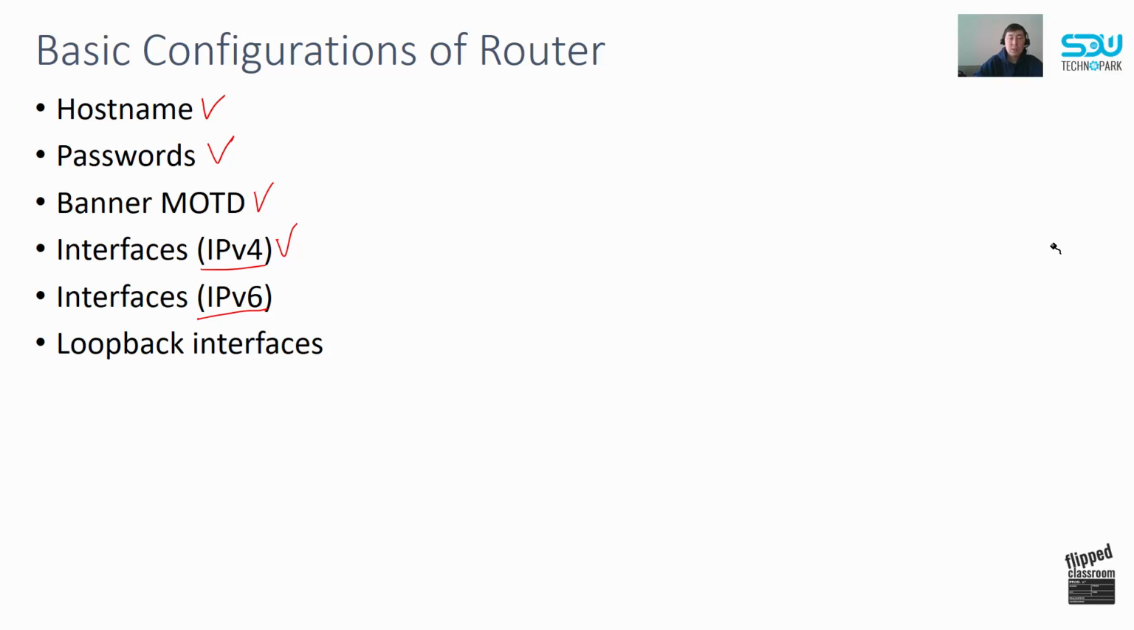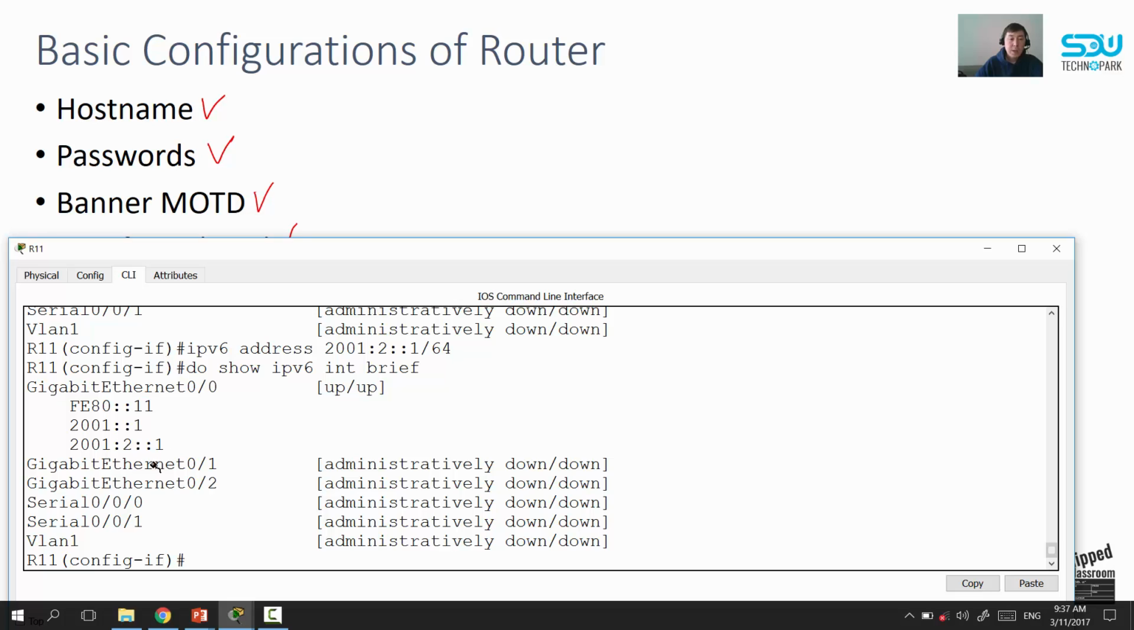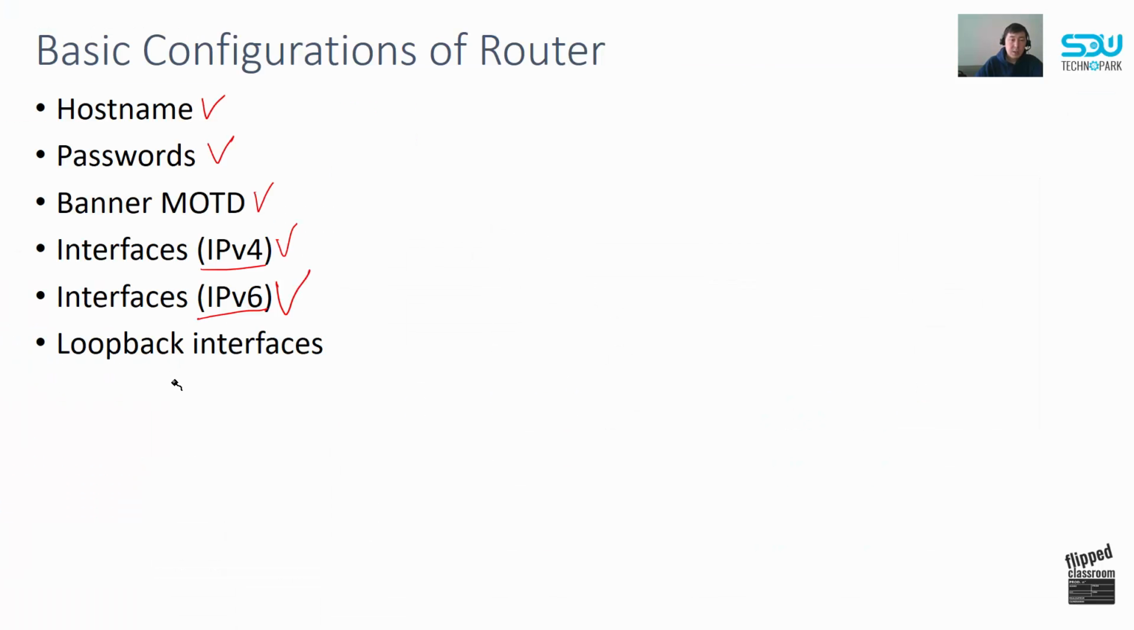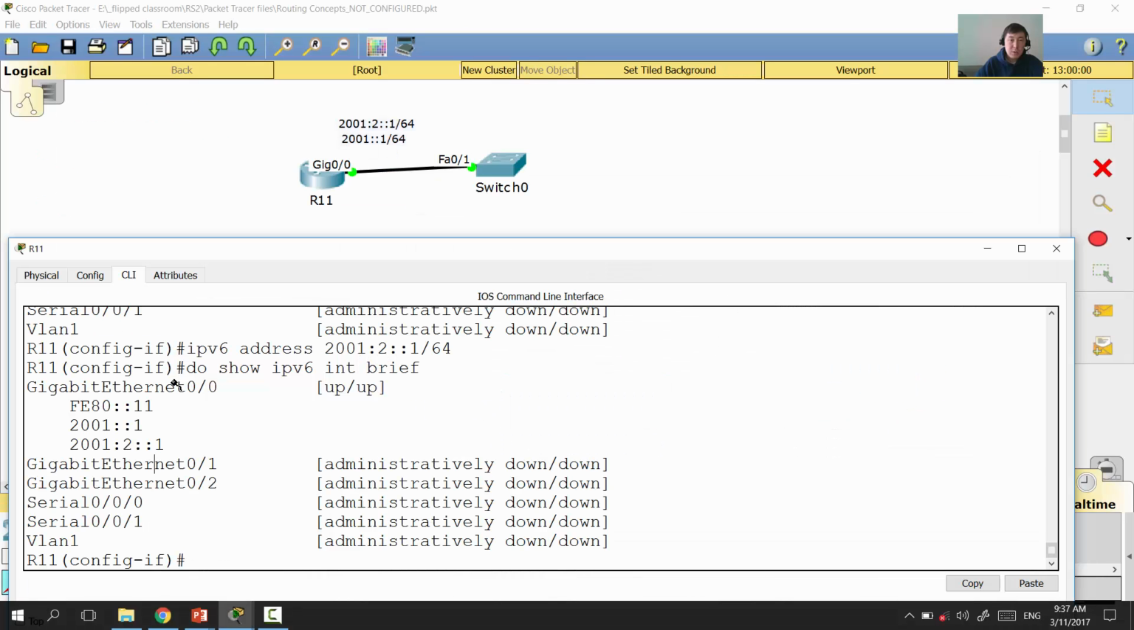And now let's take a look at how we can configure the loopback interfaces and why they are needed. Now it's time to configure the loopback interfaces. What is the loopback interface? The loopback interface is a logical interface on the router, which can be generated.